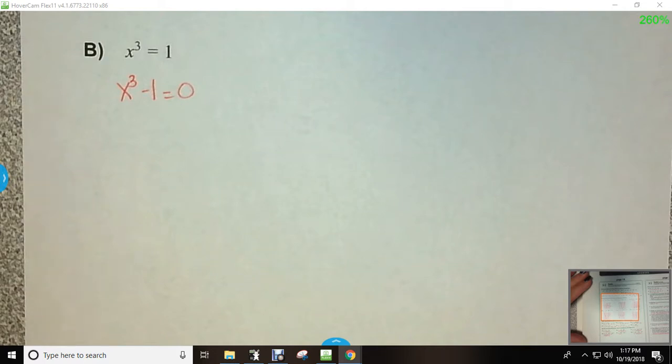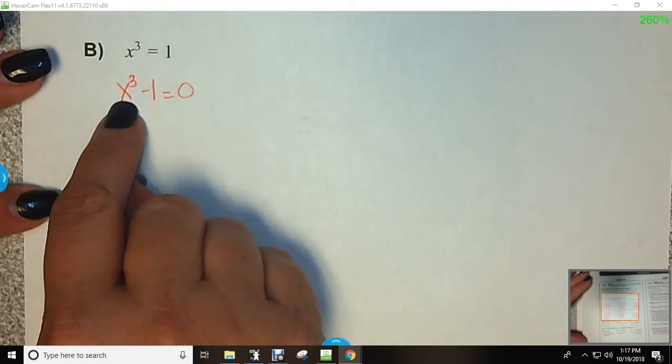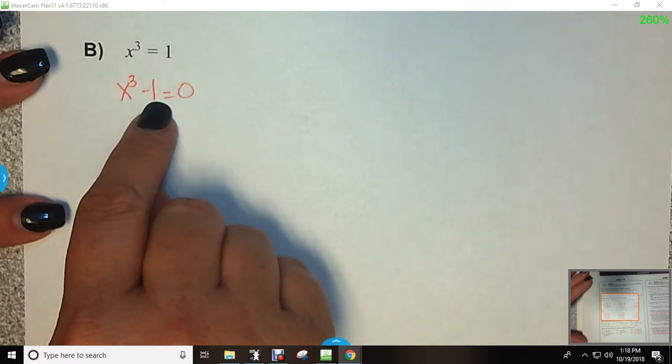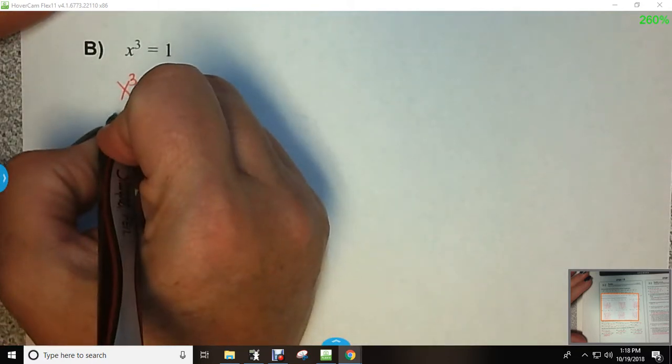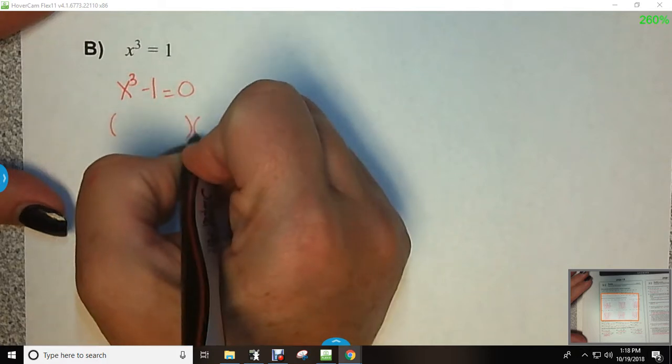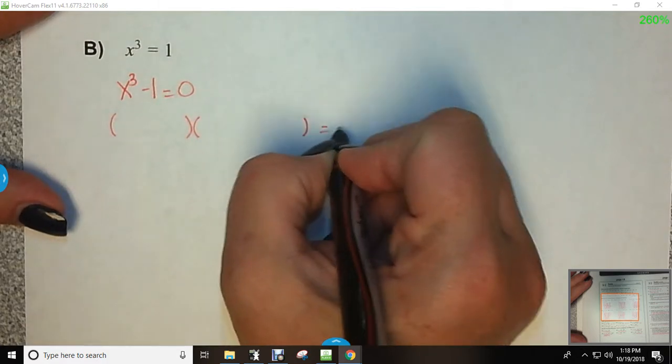The difference of cubes. Let's see if this is a difference of cubes. Okay, difference because it's subtraction. Can you take the cube root of x cubed? Yeah. Can you take the cube root of 1? Yeah, what do you get? 1. So I can factor that. Remember, it's going to give me a binomial and a trinomial.